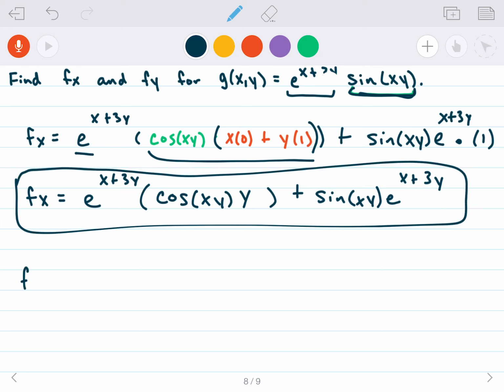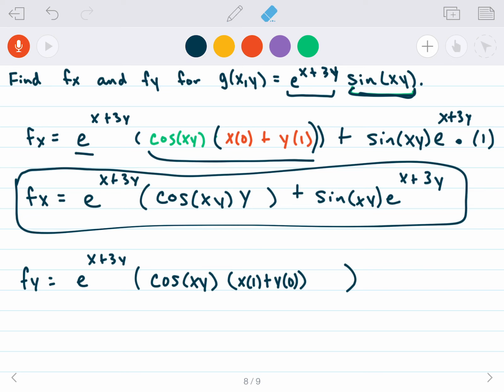And let's go ahead and do our partial with respect to y. So keep the first, e to the x plus 3y, times the derivative of sine of xy. So derivative of sine of xy is cosine of xy times the derivative of the inside. So derivative of xy is keep the first times the derivative of the second, which is 1, plus keep the second, y, times the derivative of the first, which is 0. Remember, x is a constant when we're looking at the partial derivative with respect to y.